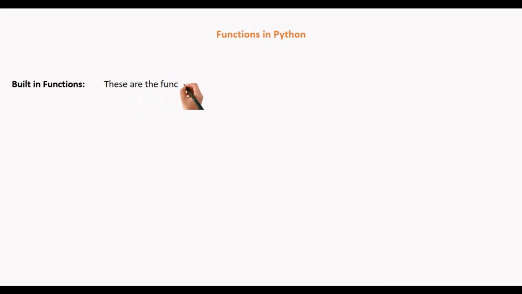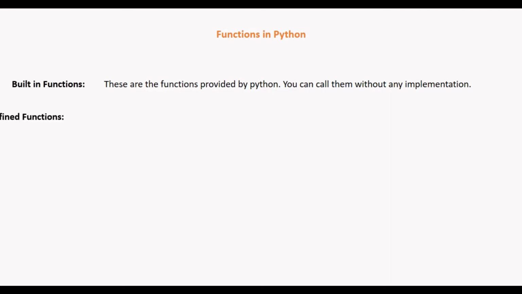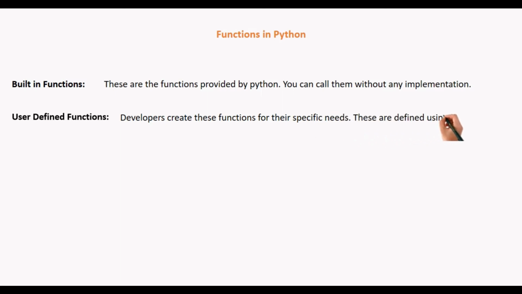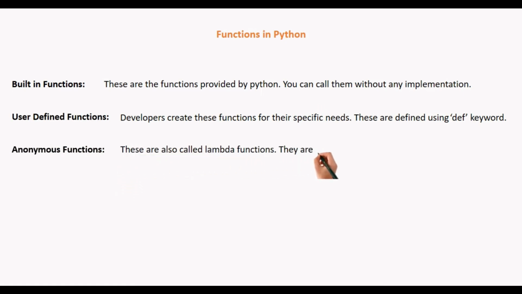Built-in functions. These are the functions provided by Python. You can call them whenever you want without actually implementing them. The print function is an example of a built-in function. User-defined functions: developers create these functions for their specific needs. These are defined using the def keyword. Then anonymous functions. These are also called lambda functions. They are declared without the standard def keyword. In this tutorial, we will understand user-defined functions. In the next tutorial, we will understand lambda functions.